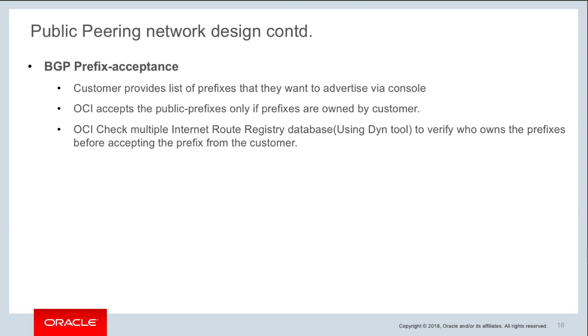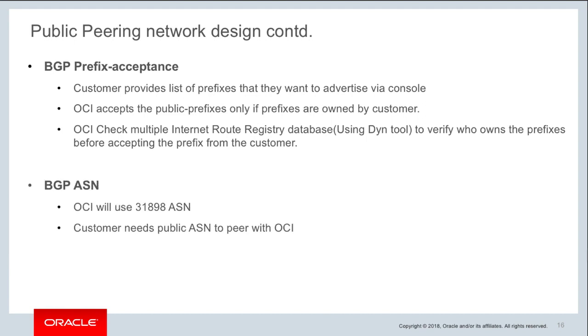The customer will provide us with the BGP public IP prefixes that they want to advertise on that particular link. We would first verify whether those IP prefixes are owned by the customer. Once they are verified, we'll then start advertising our own endpoint public prefixes as well. The ASN for OCI is 31898, and the customer needs a public ASN to peer with OCI.